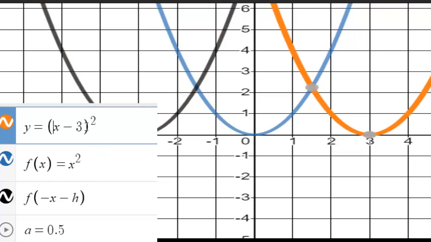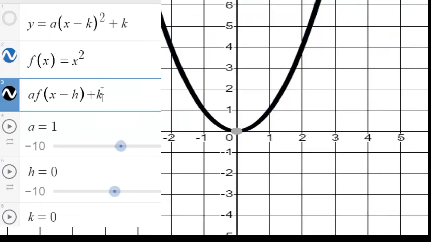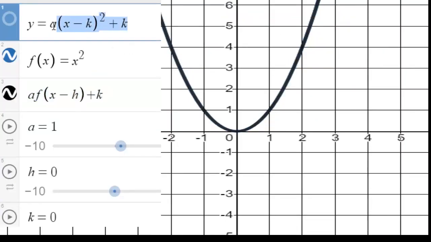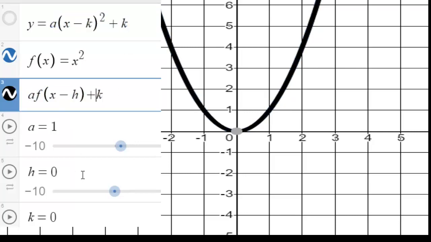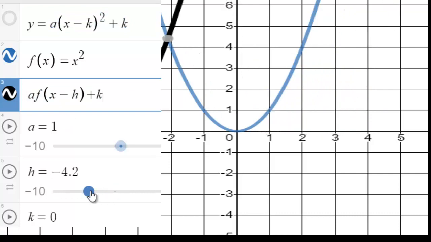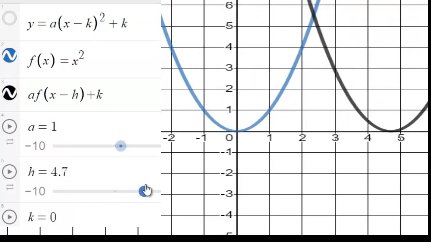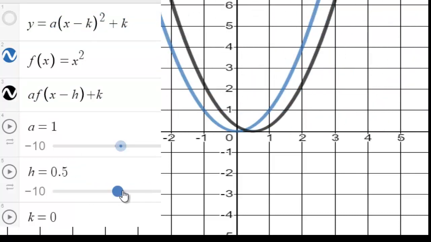So let me put this one back to the parent. Okay, so down here I've put this one in what's called vertex form, and the same thing up here in equation, because this is normally how we would see it, but you could see it written this way. And of course the h is causing a horizontal slide, so if I move this to the right, it shifts to the right. If I move it left, it shifts to the left.